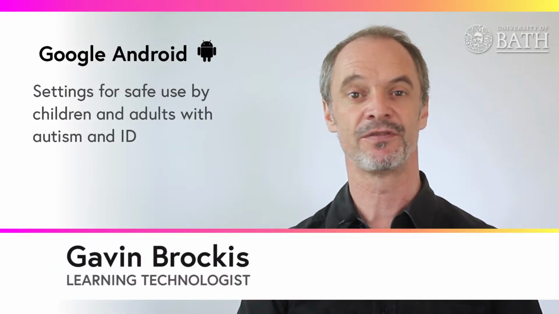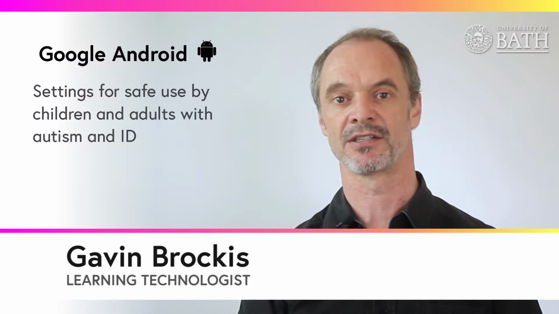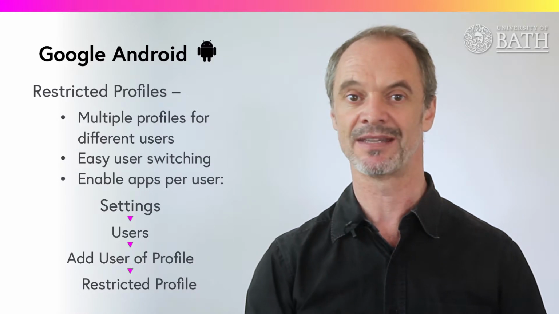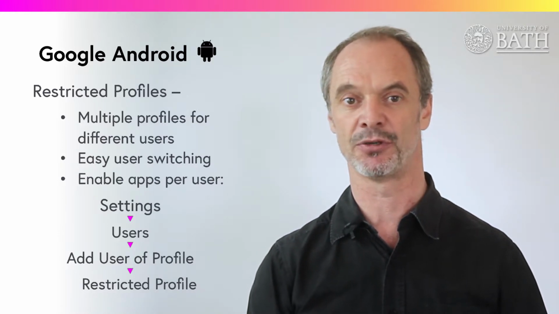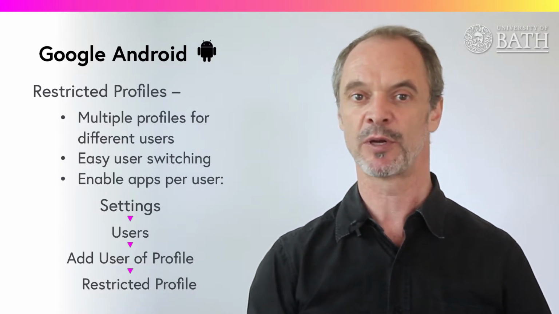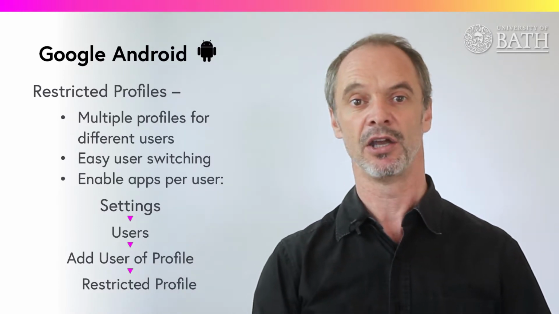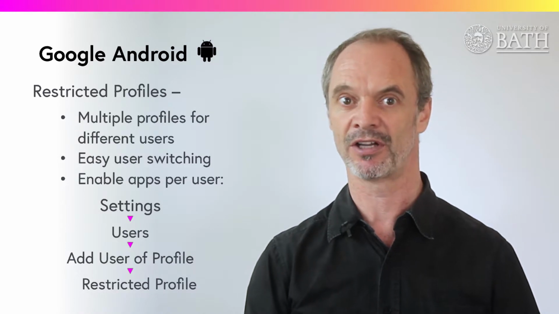Google's Android operating system for mobile devices offers very good functionality for controlling access to apps and functions for different users. Whereas Apple iOS only provides one restricted profile, which has to be switched on and off from within device settings, as we've seen, Android allows multiple user profiles, each of which can have its own name and settings for which apps and functions are available to it. Switching between profiles is fast and easy, and if you have multiple users with different needs who need to use the same device, this can be a very valuable feature indeed.